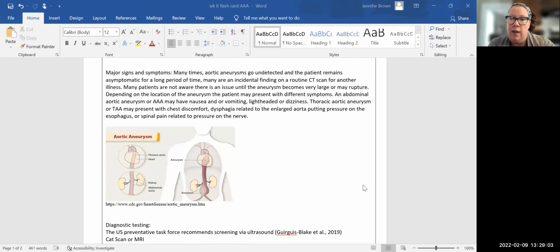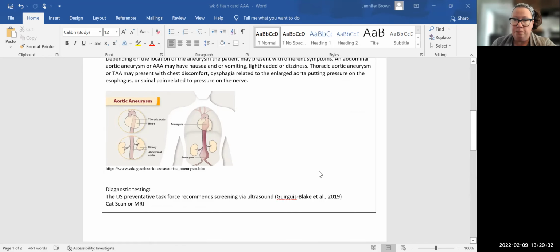Depending on the location of the aneurysm, patients often present with different symptoms. So with an abdominal aortic aneurysm, or AAA, the patient may have nausea, vomiting, some lightheadedness. A thoracic aortic aneurysm, or TAA, may present with chest discomfort or dysphagia related to the enlarged aorta actually putting pressure on the esophagus. And also spinal pain, which is related to pressure on the nerve.